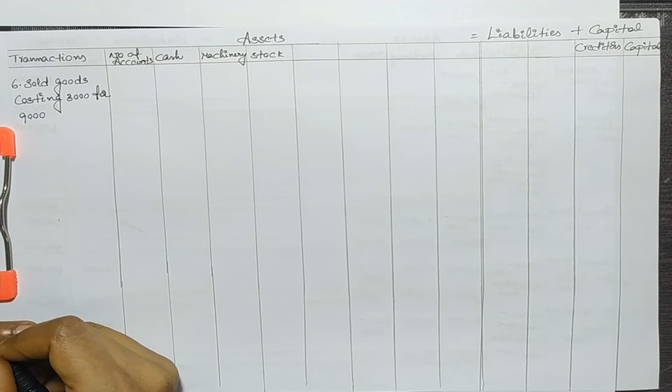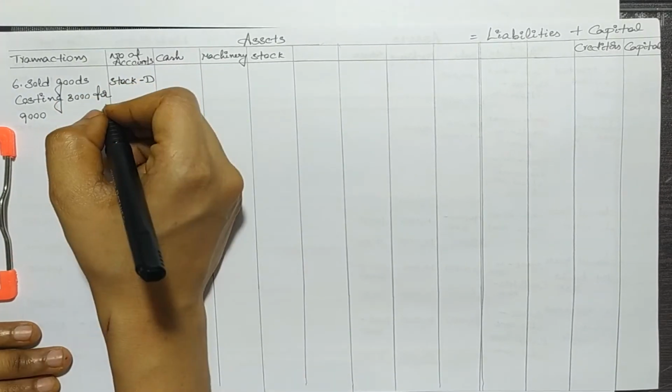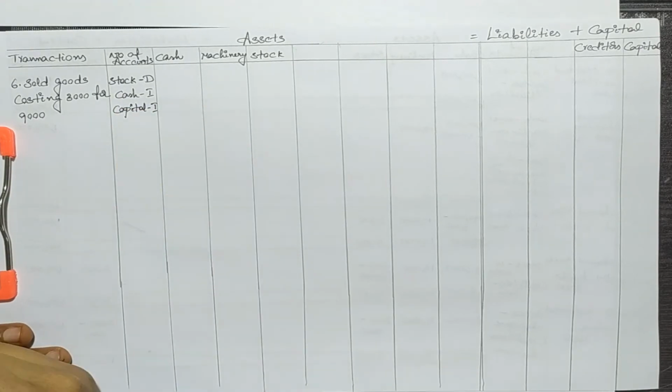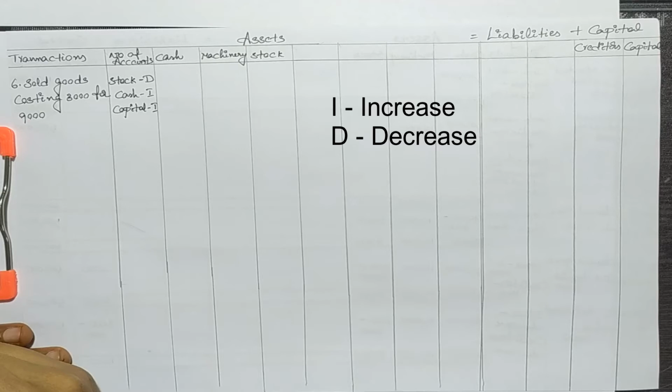This transaction affects three accounts, that is stock, cash and capital. We have already discussed that revenues will increase the capital and expenses will decrease the capital. Here we are selling goods on cash basis, so we are generating the revenue. Cost of goods is 3,000 and we have sold it for 9,000. So 9,000 minus 3,000 comes to 6,000. So this 6,000 is our profit.